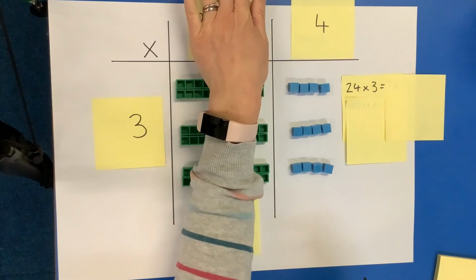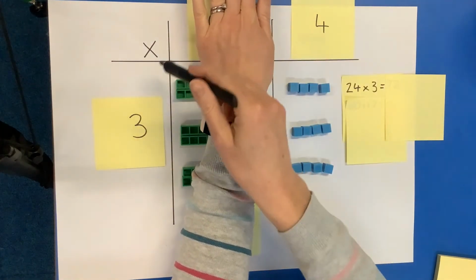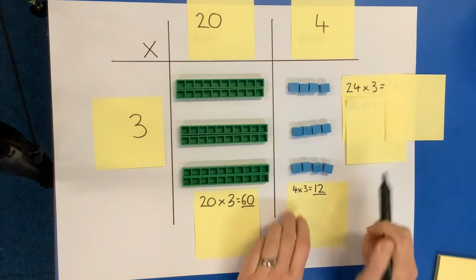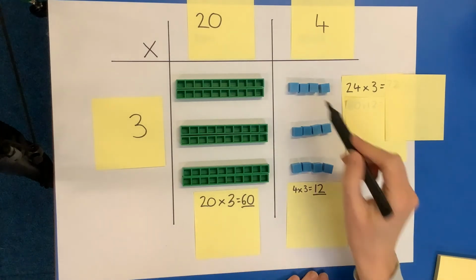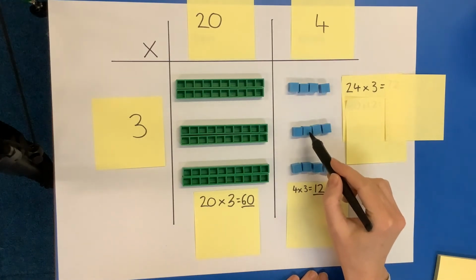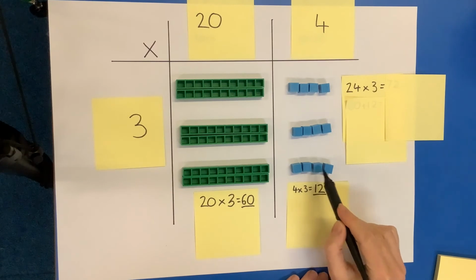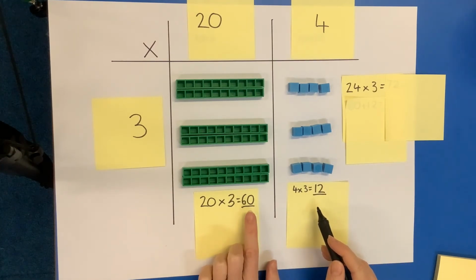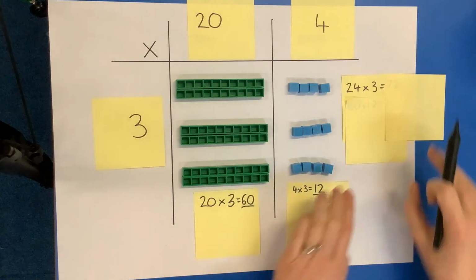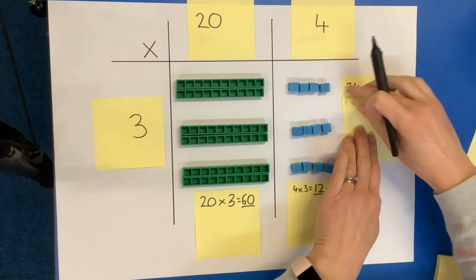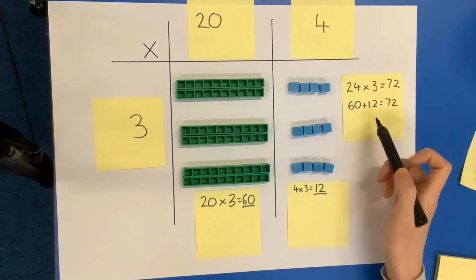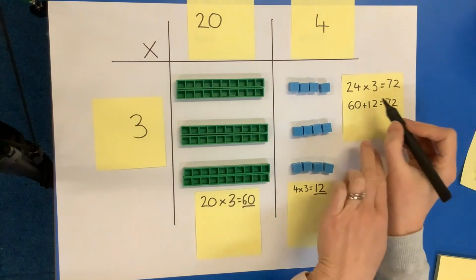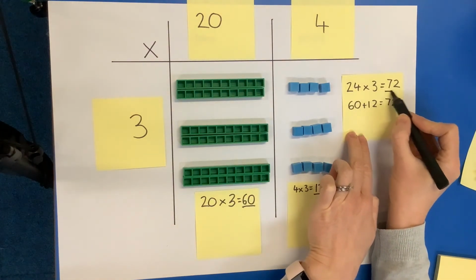Right, now ignoring the tens column, we're going to do 4 times 3, and because I'm good at my times tables, I know that 4 times 3 equals 12. Let's count to double check. 1, 2, 3, 4, 5, 6, 7, 8, 9, 10, 11, 12. So now I've got to combine these two numbers. 60 add 12 equals 72. Okay, and I've written out that adding sentence because I've got to push it back together, which makes 72. So 24 times 3 is 72.